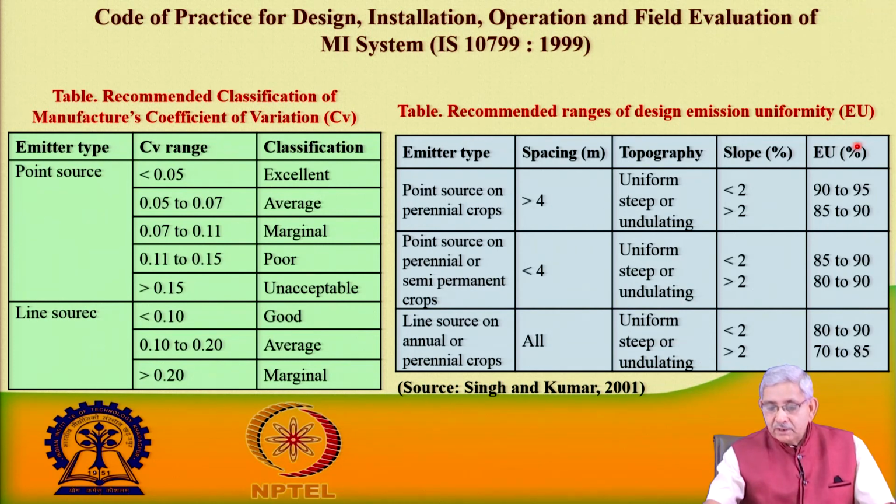And then the recommended range of design uniformity for point source on perennial crops: if the crop spacing is greater than 4 and it is laid on a slope of less than 2%, greater than 2%, then the emission uniformity should be in the range of 85 to 95%. If it is not, then we have to make changes in the design. Similarly, for other topographical conditions these values are given. So, this particular table is a guideline, and this should be tested and it should fall in this range.